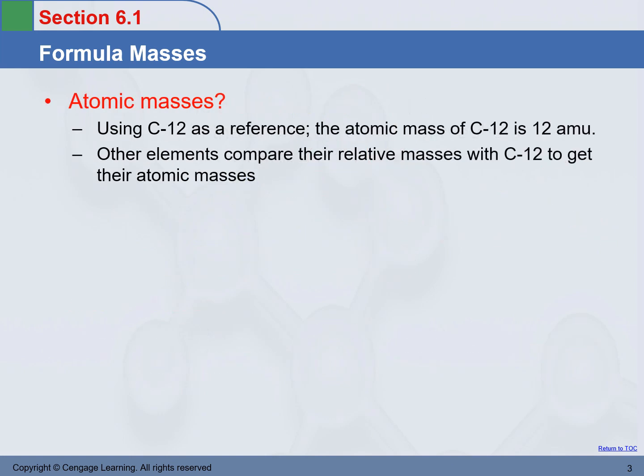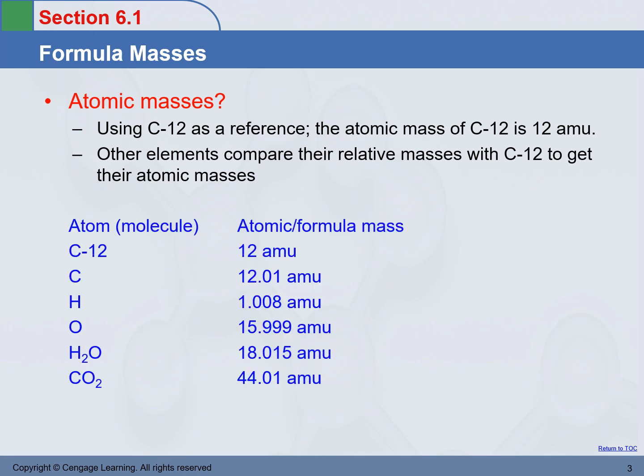Now we know how the atomic mass of each element is calculated. I put some numbers here as an example. So if the mass of one carbon-12 atom is 12 AMU, the mass of one carbon atom will be that, one hydrogen will be that, one oxygen will be that. Okay? Remember, carbon includes carbon-12, 13, 14. Carbon-12 is just an isotope of carbon.